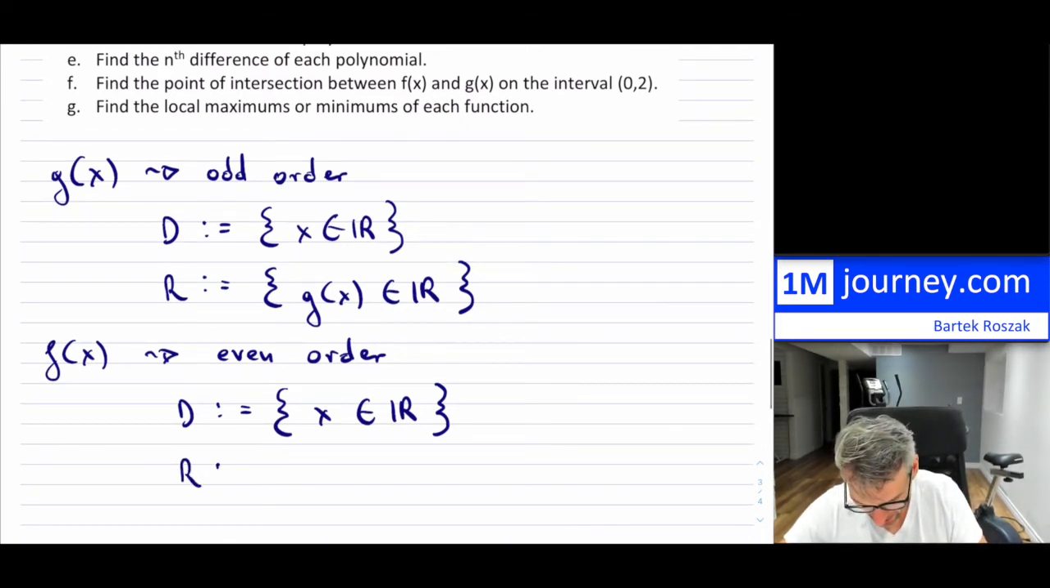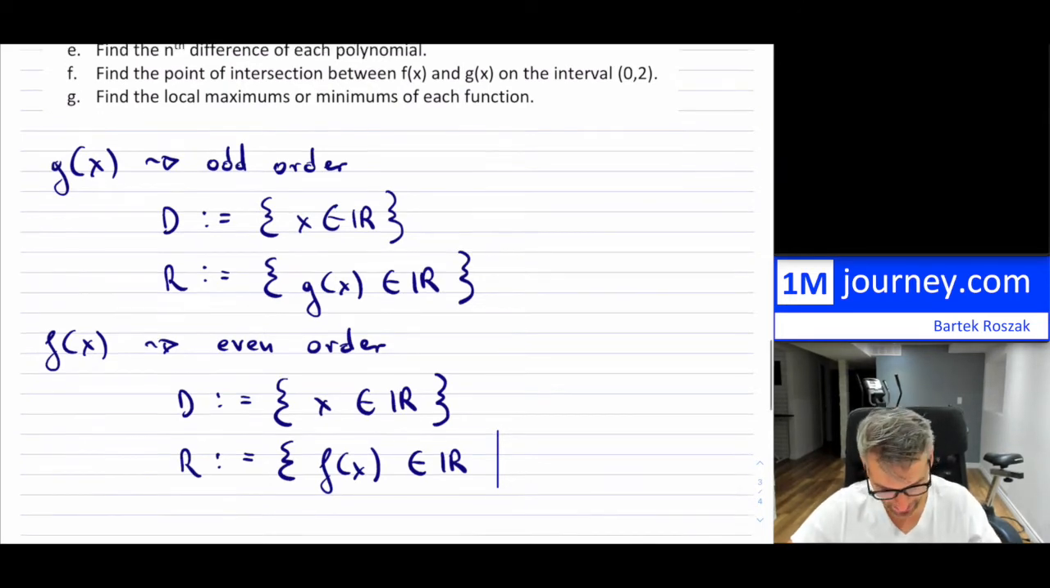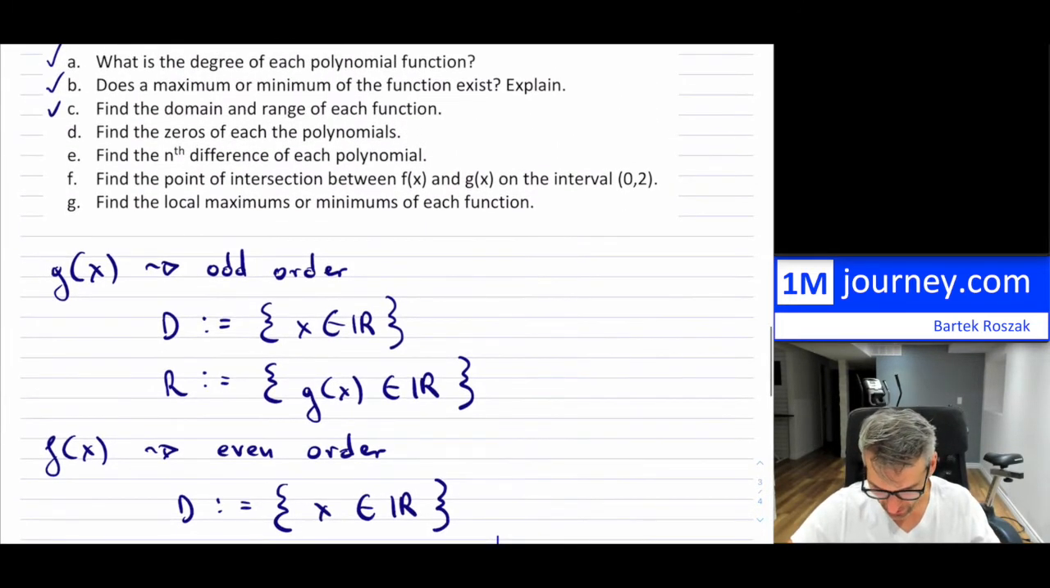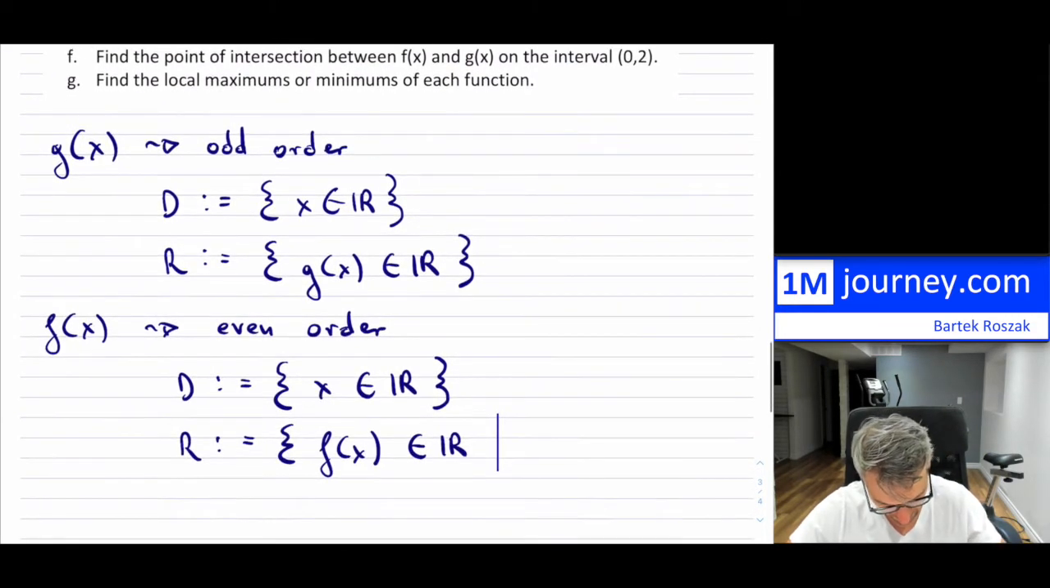And then for the range, this is f of x. Sometimes people put y, that just depends on your teacher. So it is all the real numbers such that, there will be a restriction because there is a minimum. This is to the 4, so there will be a minimum.